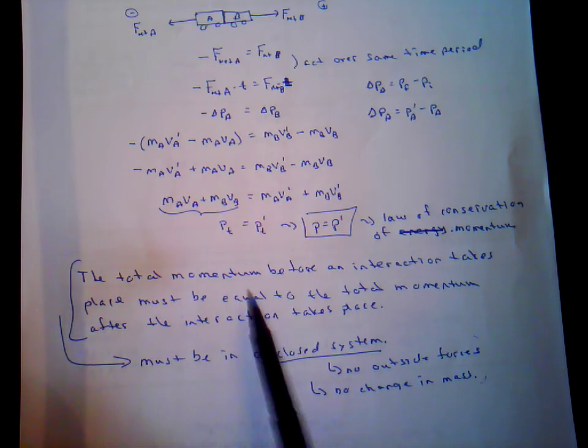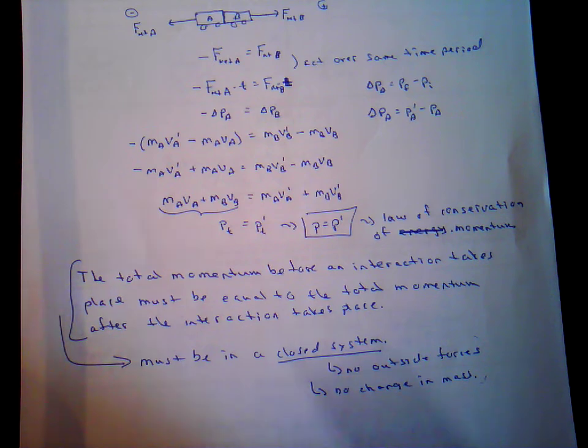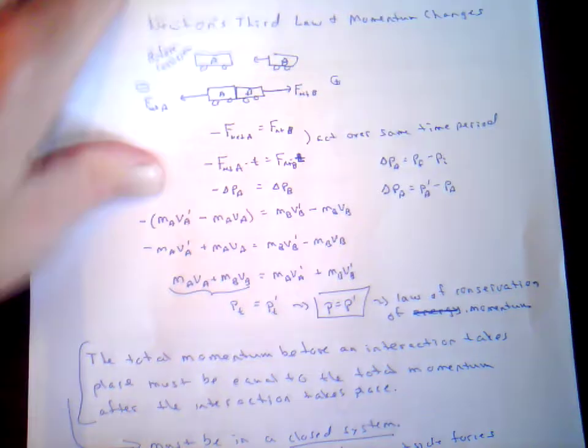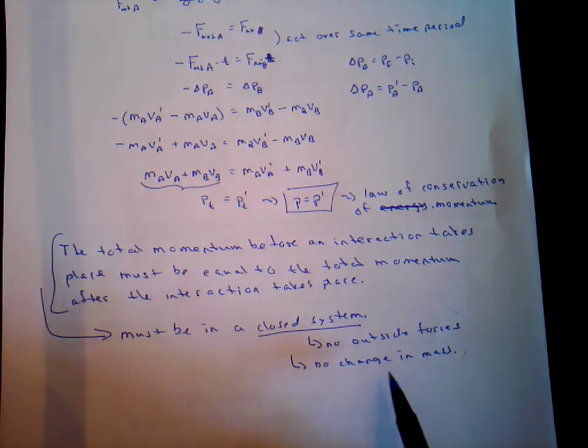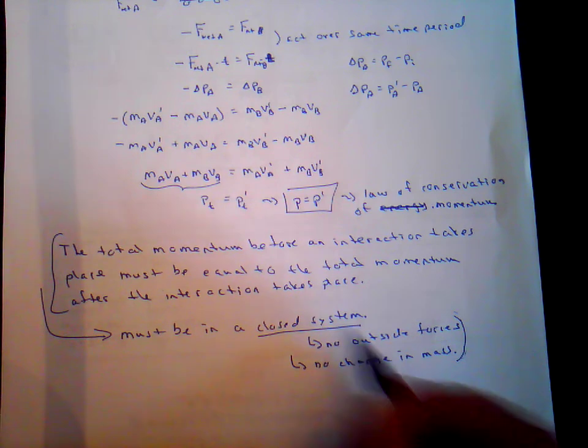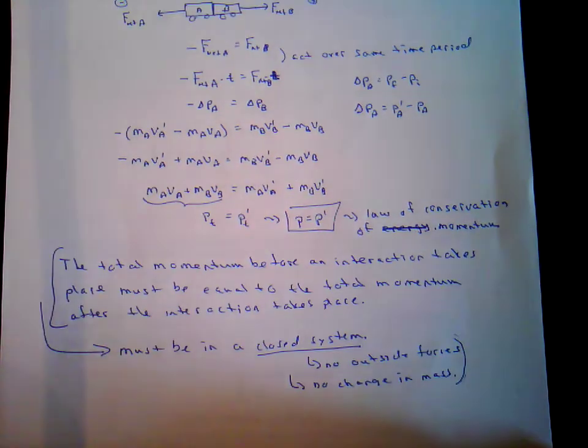This is the law of conservation of momentum, which means the total momentum before an interaction takes place is the same as the total momentum after the interaction takes place, but that's only in a closed system. And the definition of a closed system is, note, there can be no outside forces acting on the system itself, in this case 2 carts, and there can be no change in mass of the total system. You must know the definition or the requirements of a closed system, important to know.